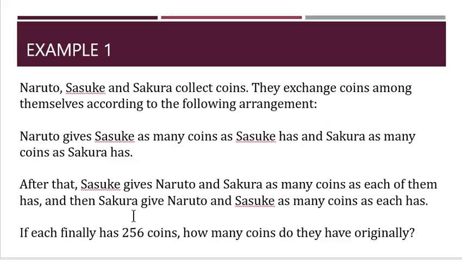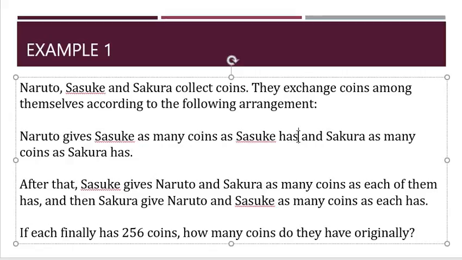Let's first understand the problem. First, these two sentences tell us that there are 3 people in our problem who like to collect coins, and that they will exchange coins as well. This next sentence tells us that Naruto will give Sasuke as many coins as Sasuke has.